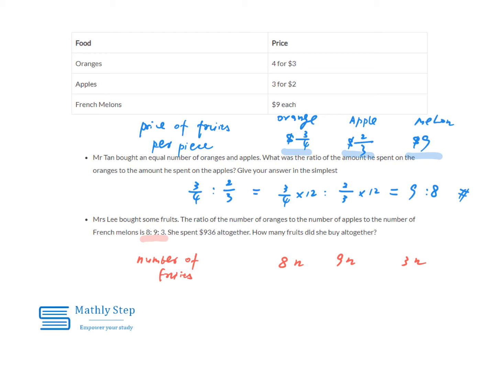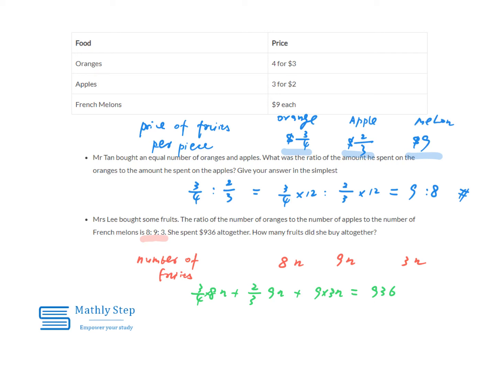So the total amount we spend on the fruits should be just the price per piece multiplied by the quantity, and then sum up for all the 3 fruits. So for the orange, the price is 3/4 multiplied by its quantity 8n, and for apple $2/3 multiplied by the quantity 9n, plus melon is $9 multiplied by the quantity 3n. That's going to be equal to $936.